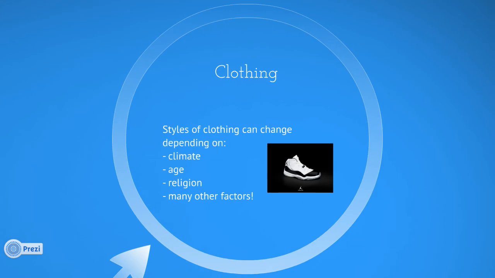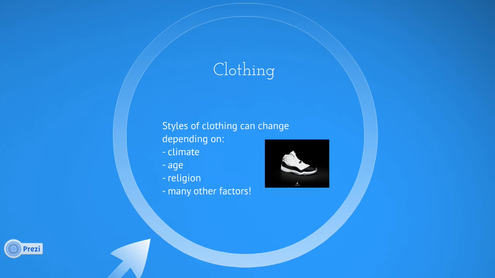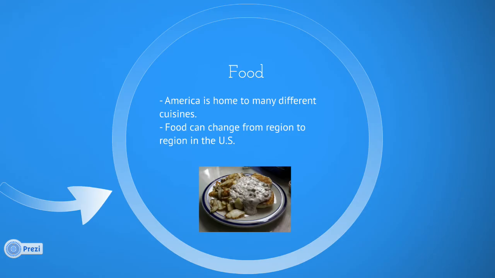Clothing can change. This is one of the components of American culture that can change depending on things like climate, the age of the person, their religion, and whether their religious beliefs have certain restrictions on things that they can wear. So clothing is a very important part of American culture too. Also, food can change depending on what region of the United States you're in. This dish that you see here is a southern dish, some biscuits and gravy, and that can change from region to region as well. So, food is a very important part of American culture.